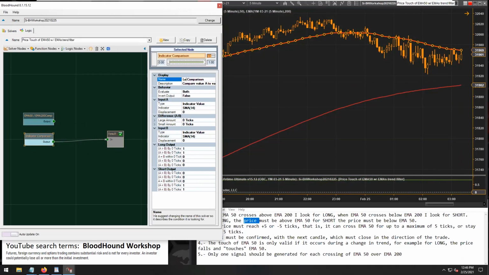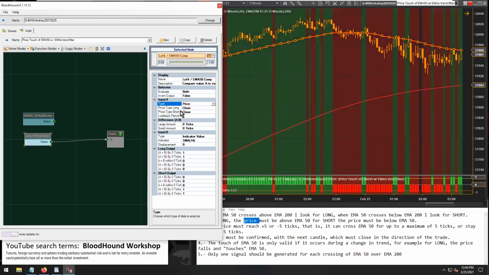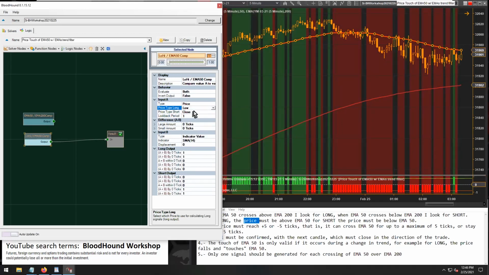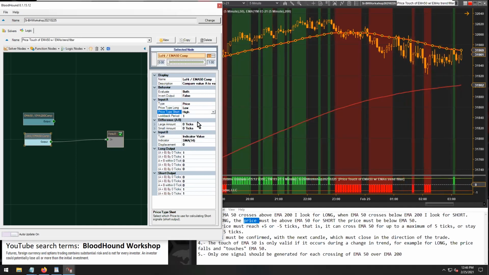Right? So we're going to compare the low price when it's a long trend and the high price when it's a short trend, right, to the EMA50. So our input A, that's price, right, the bar price. So again, if it's a long, we want to look at the low price of the bar. And if it's a short, we're going to look at the high price of the bar. Right? And we're comparing it to the EMA50.